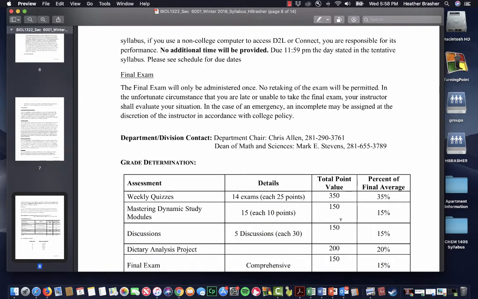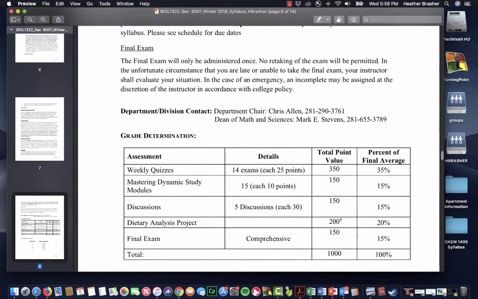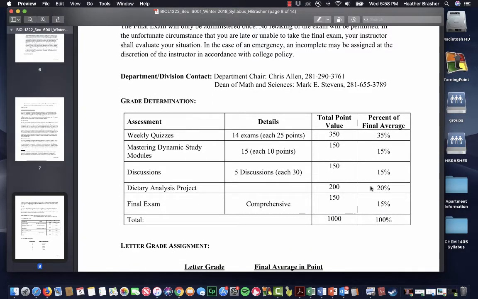The D2L in the whole semester shuts off after that last day. So unless there's something special, there will not be any extensions. If you have any problems, my immediate supervisor is Mark Stevens. He's the Dean of Math and Science. The department chair, Chris Allen, is not my direct supervisor, so if you contact him, he's going to send you to Mark Stevens.